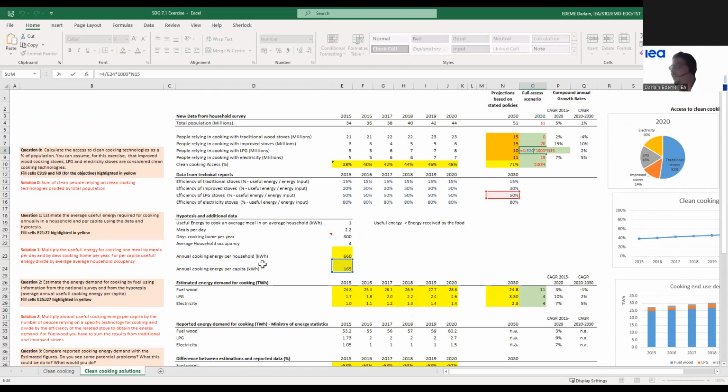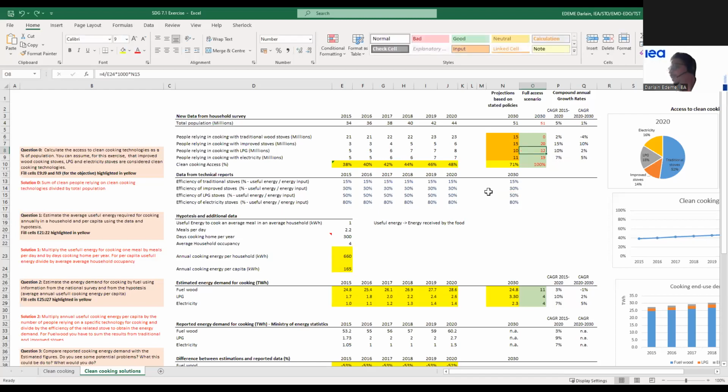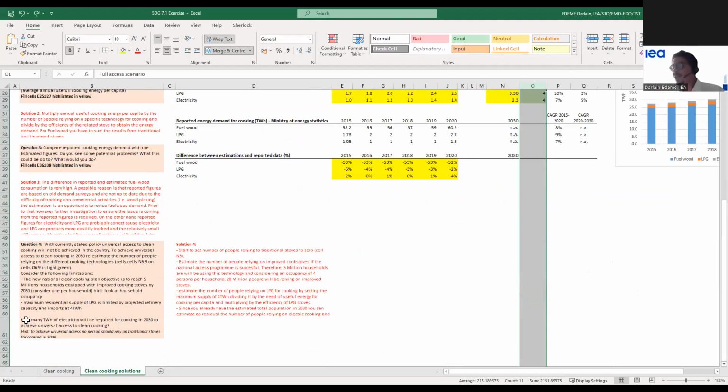So by taking into account also the fact that you have 4 people per household, you can calculate these 12 million people relying on LPG in 2030 in the full access scenario. But the question in this case was how many terawatt hours of electricity will be required for cooking in 2030 to achieve universal access to clean cooking.